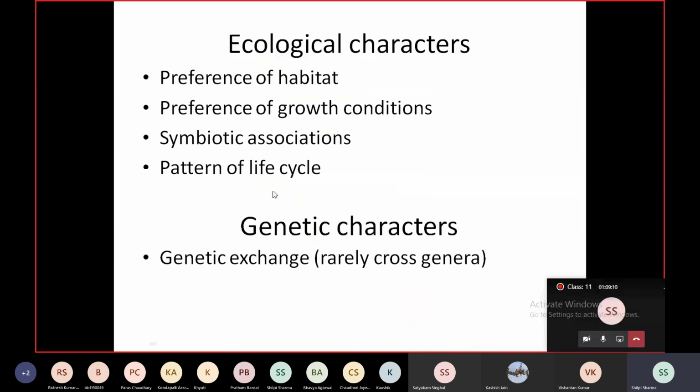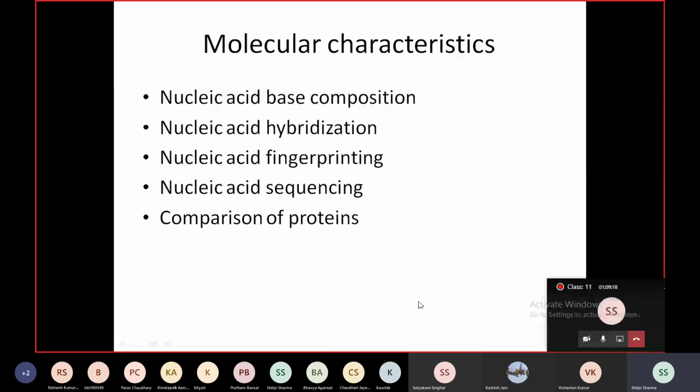Ecological characters तो तुम्हें environment में ही characterize करने होंगे कि उसका habitat क्या है, growth conditions क्या हैं, and genetic characters ये हम लोग शायद better समझेंगे जब हम लोग bacterial genetics करेंगे. What I did try to introduce here were the molecular characteristics, which kind of now you have to start off with molecular characteristics to determine the taxonomy of organisms.